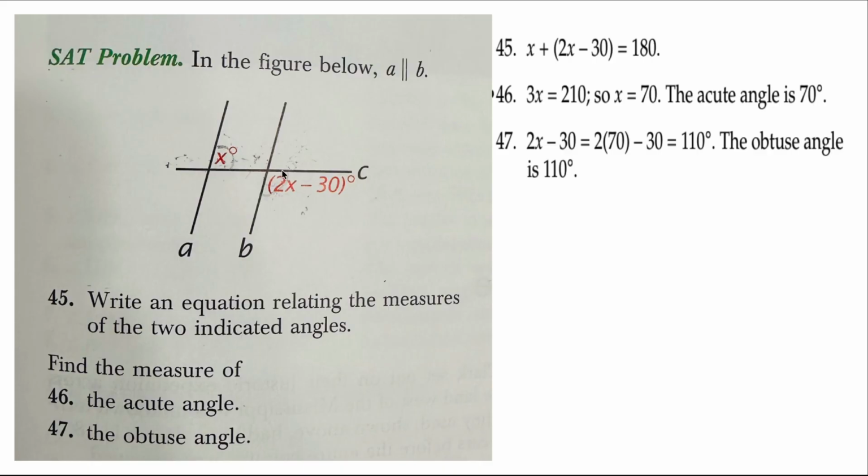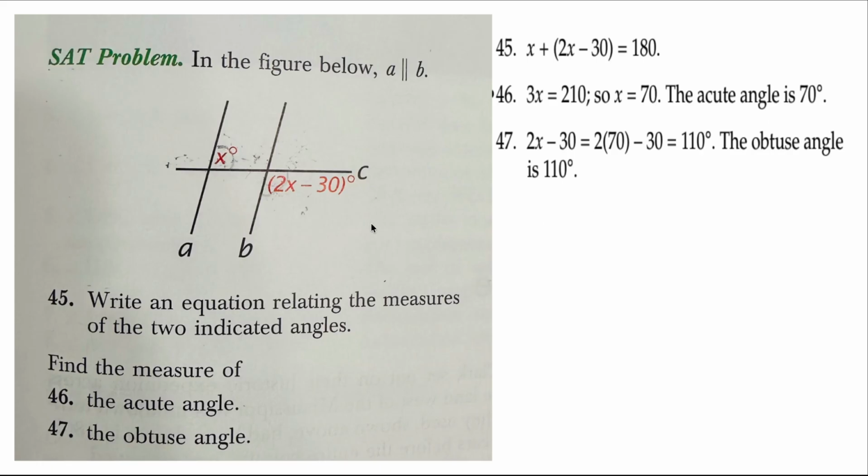So it says, what is the measure of the acute angle? Now, is that going to be this angle or this x angle? Which one is acute by looking at it? Well, the x is acute. So since we know that x equals 70, this answer is simply 70 degrees.